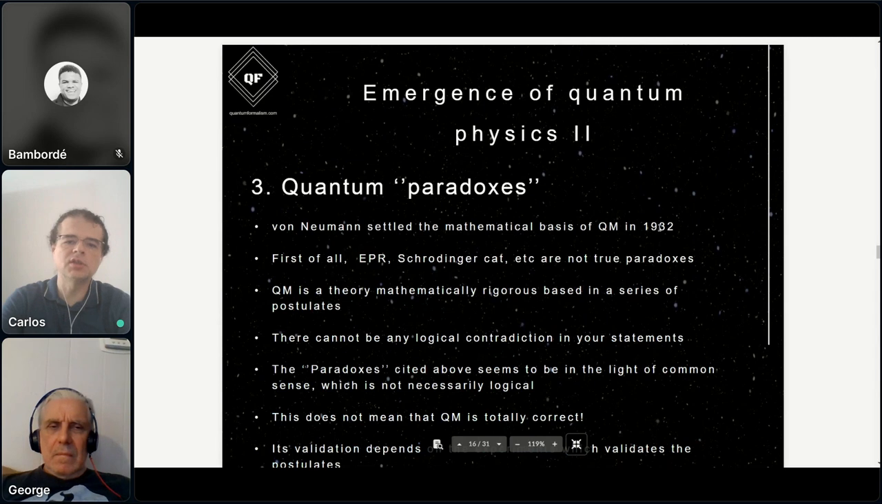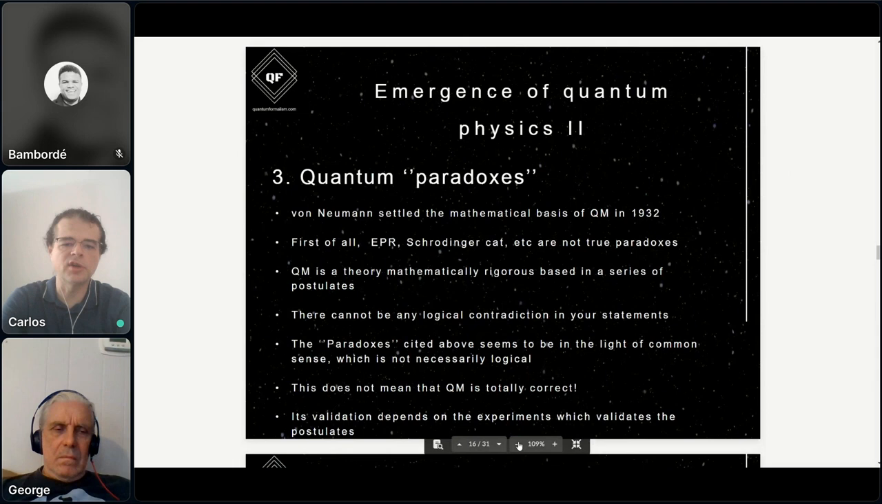So in 1932, von Neumann settled the mathematical basis of quantum mechanics. Von Neumann introduced the concept of Hilbert space and so on. And the things that we start seeing next Friday.